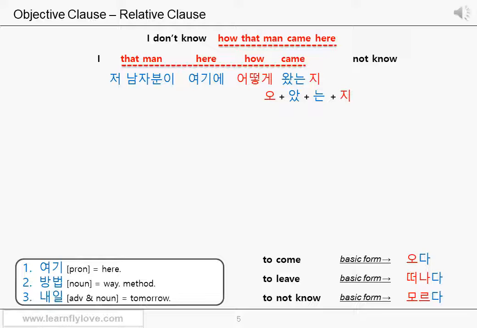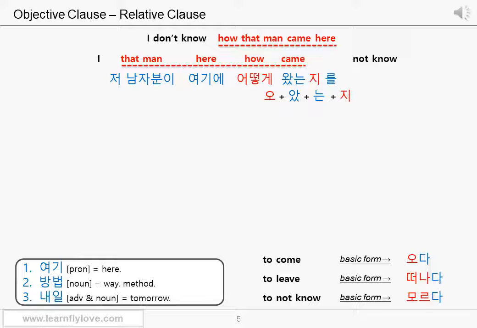The man here, how came. 저 남자분이 여기에 어떻게 왔는지. The entire clause is an object of the main verb, not know. So you can add the object particle 를. 저 남자분이 여기에 어떻게 왔는지를 not know.